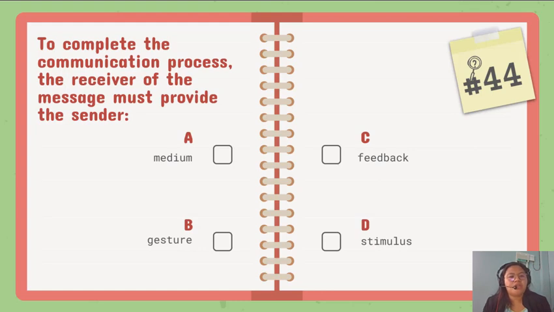To complete the communication process, the receiver of the message must provide the sender A. Medium, B. Gesture, C. Feedback, D. Stimulus. The correct answer is C. Communication is a process where a sender encodes and imparts information via a channel or a medium to a receiver, who then decodes and provides the sender feedback. Feedback in oral communication is the response of the receiver to the message of the sender.